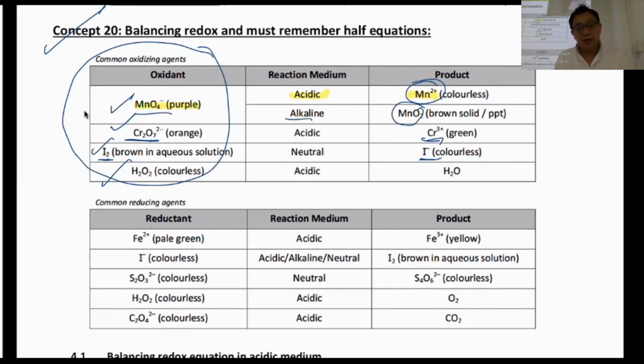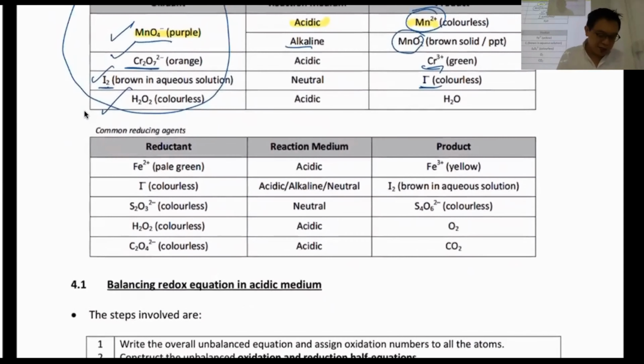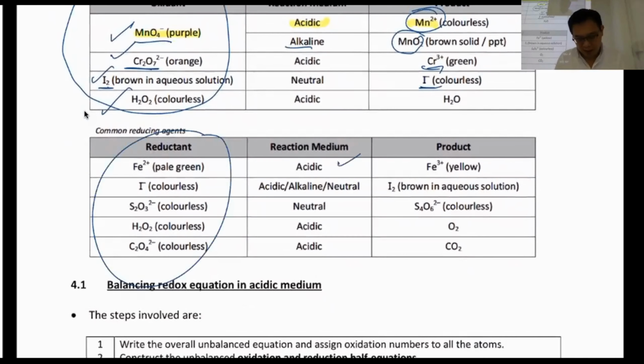You must know this. Now, what happens if they test you beyond the list? Beyond the list, they will tell you the reactant and the product, or else I also cannot solve. And so remember, beyond the list, they will give it to you. If not, it's within my list. Same for reducing agent as well. Acidic, alkaline, or even neutral.